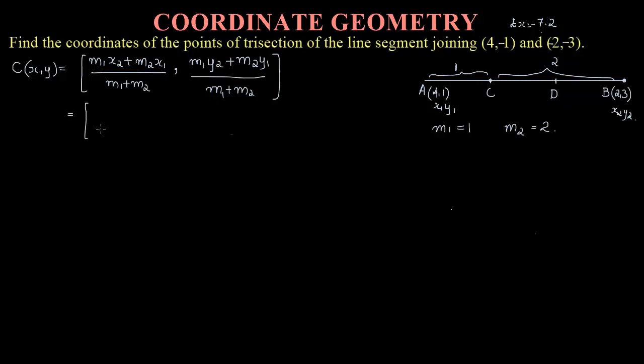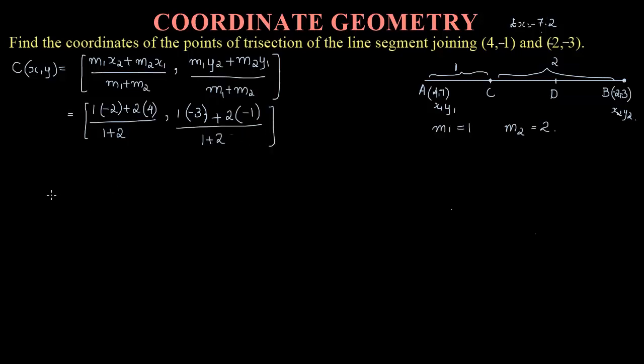So let me substitute it. 1 into x2 is how much for us? Here we have 4 comma minus 1, and here we have minus 2 and minus 3. So 1 into x2 is minus 2, plus m2. What is the value of m2? We have 2. x1 is what? x1 has the value 4, divided by m1 plus m2, which is nothing but 1 plus 2, comma again 1, y2 is how much? y2 we have the value minus 3, plus m2 is 2, y1 is how much? Minus 1, divided by 1 plus 2.